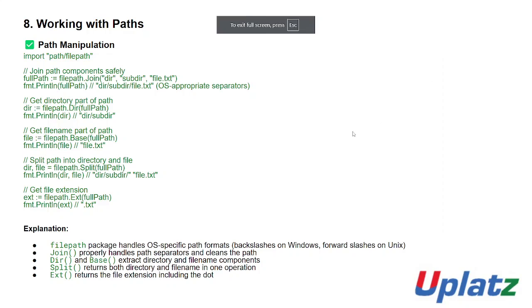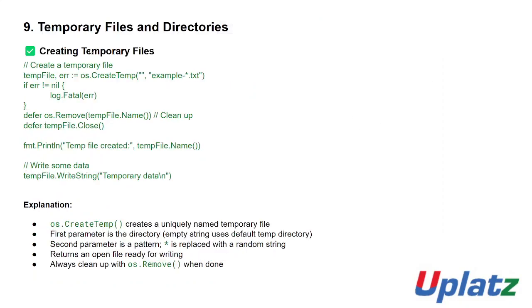Slideshow. Next one, temporary files and directories. Creating temporary files. Create a temporary file: temp file, error, colon equal to os.CreateTemp, within brackets, that is the first parameter, the directory, is blank, and the pattern is example_star.txt, and create temp.